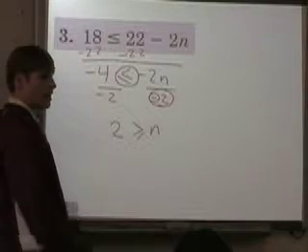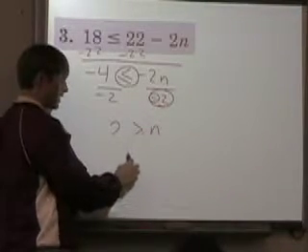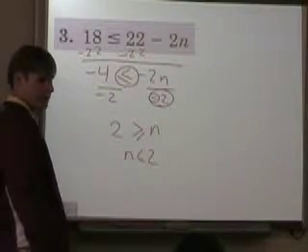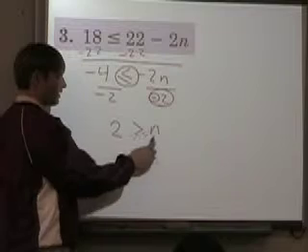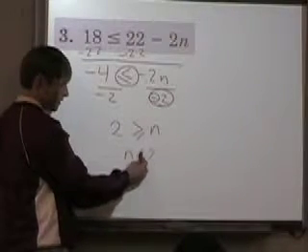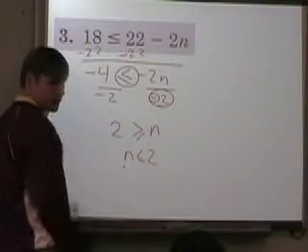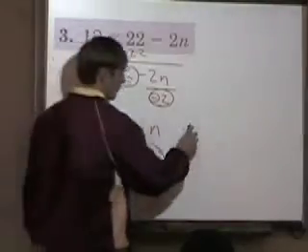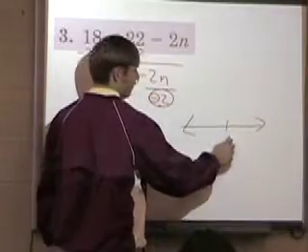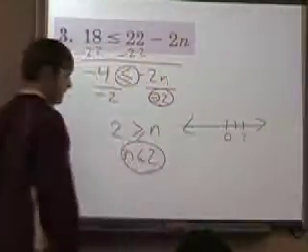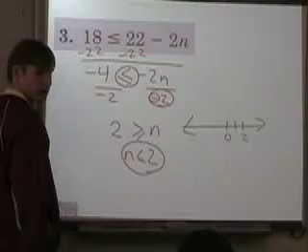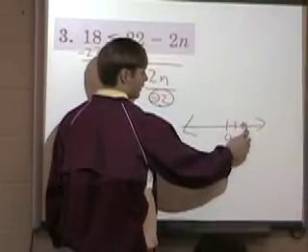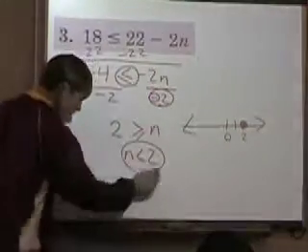Right? Now, this is the same thing as this, isn't it? Yeah, it is. Look, 2 is greater than or equal to n. Read it from this side. 2 is greater than or equal to n. It's the same thing. But I like it like this so I can put it on the number line. When I put it on my number line, I'm 0, 1, 2. Now, is it open or closed circle? Closed circle. Going in what direction? To the left.